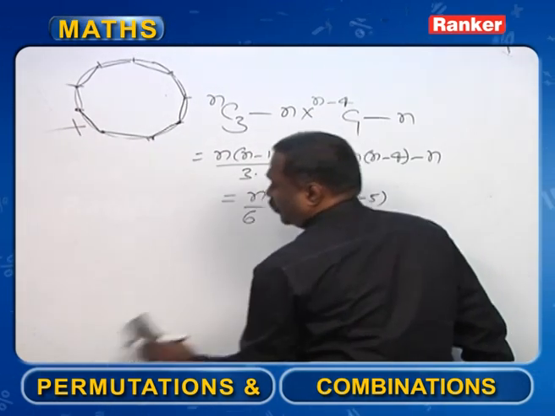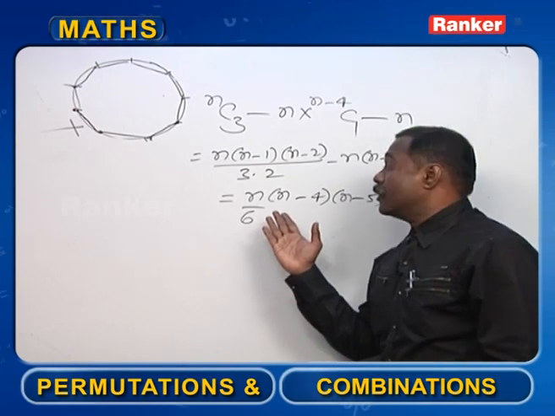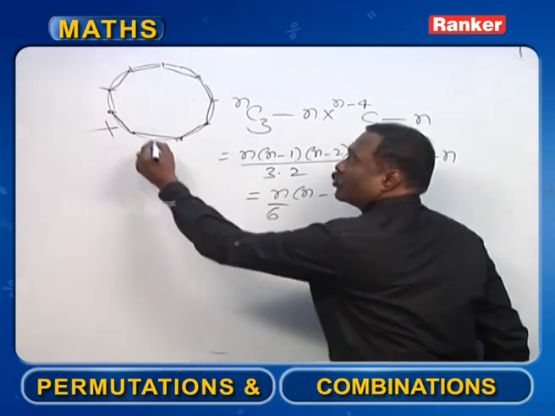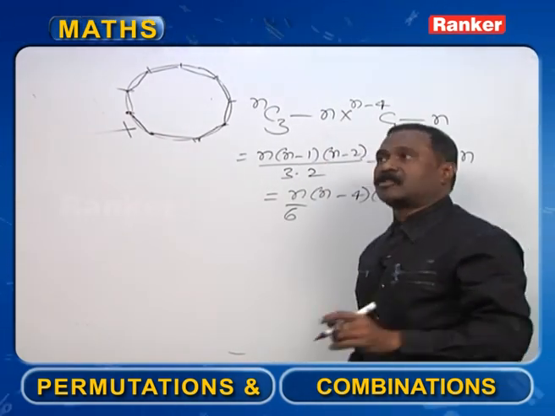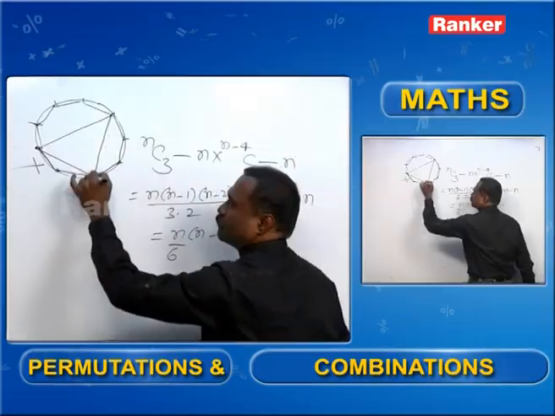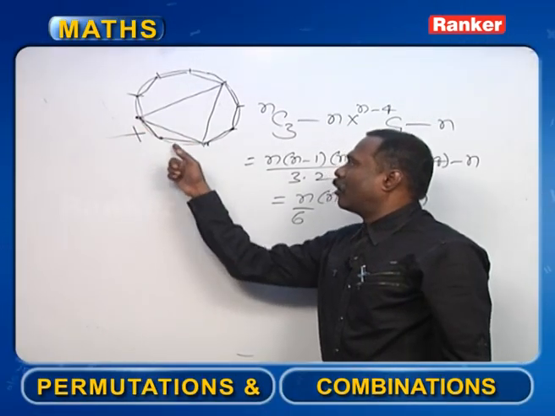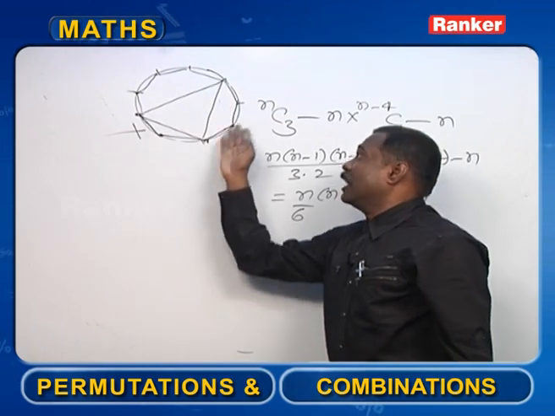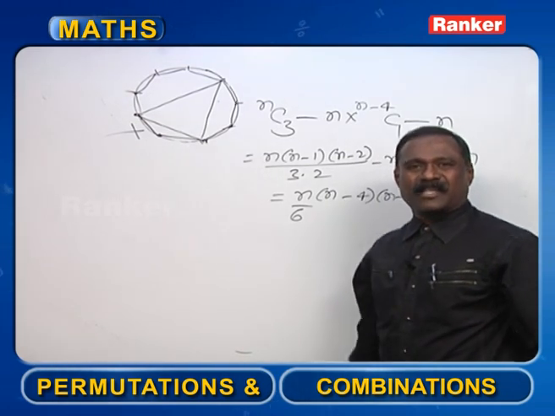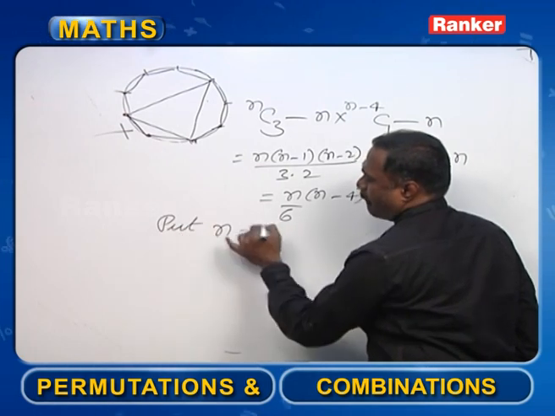For an n-sided polygon, I have derived the number of triangles that can be formed in such a way that no side of the hexagon is the side of the triangle. So that means this is one required triangle. Like that, because these two sides are not included in this triangle. Any side of the hexagon is not included in the triangle. So now it is an octagon. The same concept. It is an octagon, means put n is equal to 8.